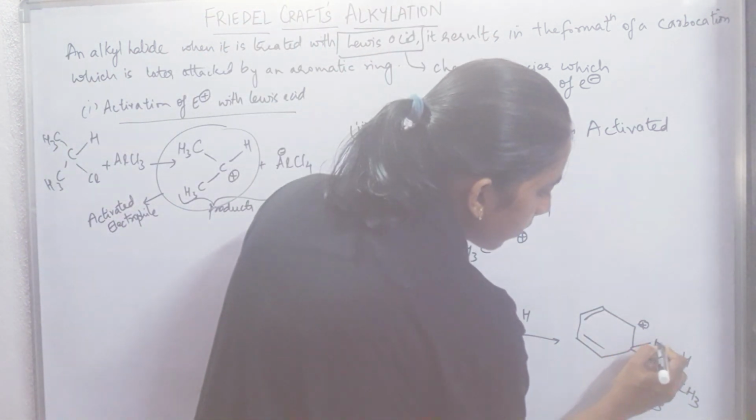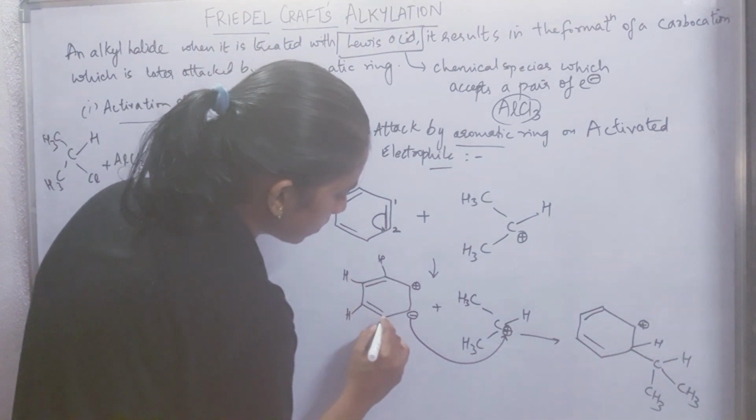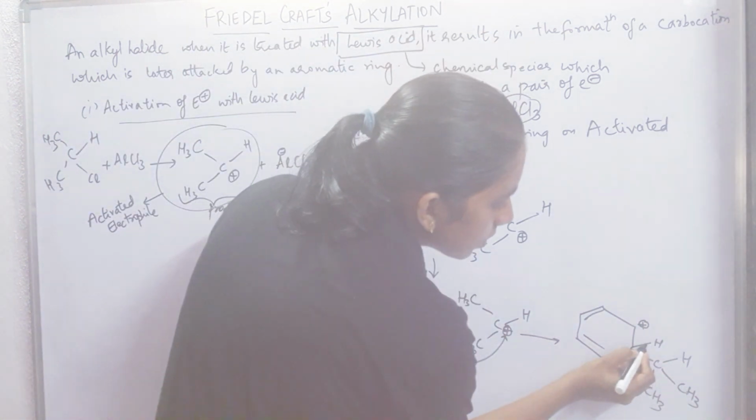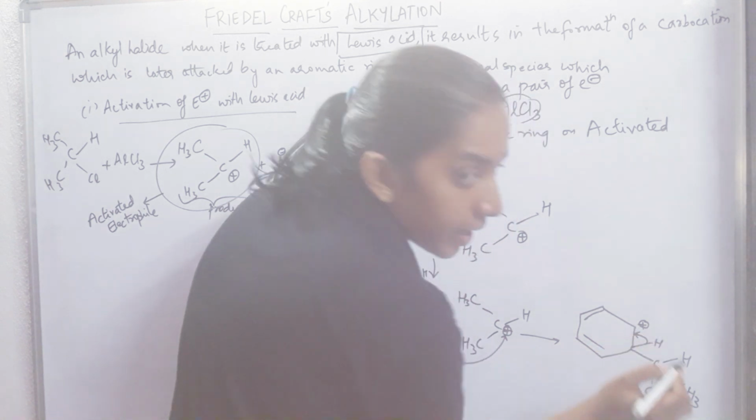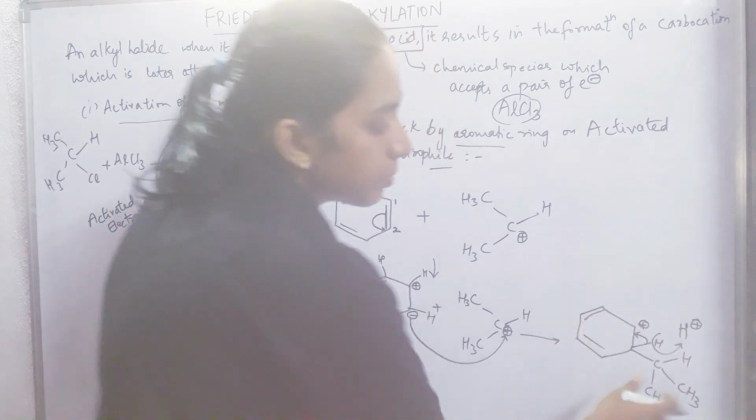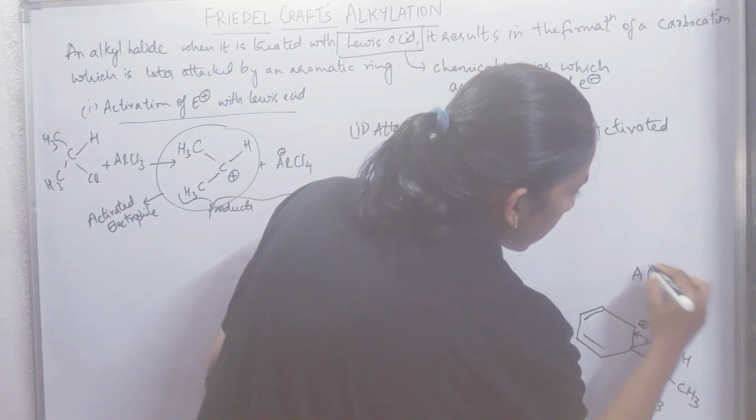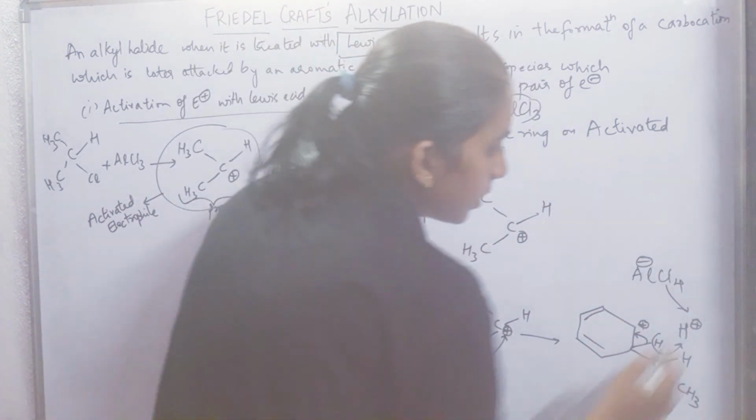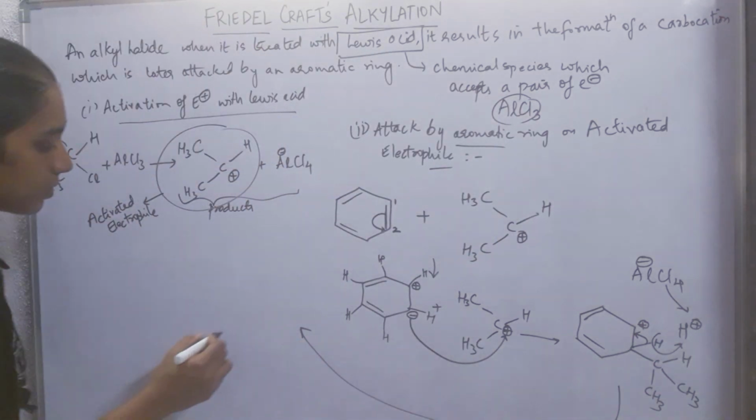Here we have one more hydrogen, right? So in benzene we know that we have 6 hydrogens. So this hydrogen, the bond between the carbon and hydrogen, is shifted between carbon and carbon, forming a double bond, and this hydrogen leaves the compound as H plus, and it will form a bond with the chlorine from AlCl4 minus, which will give us the final products.